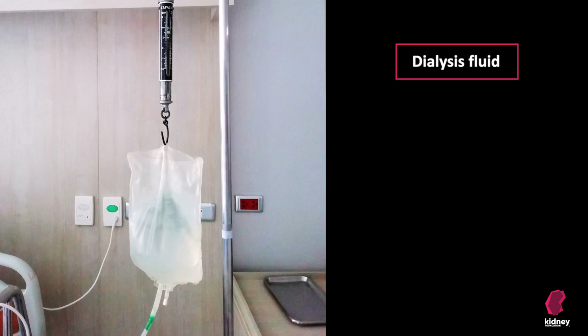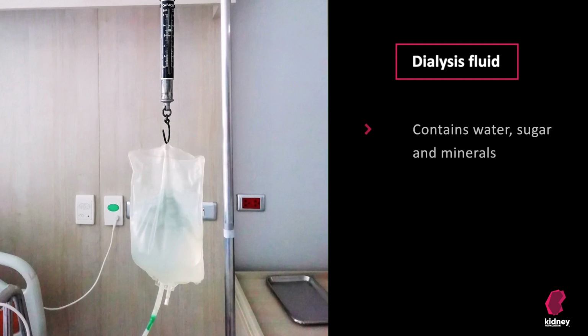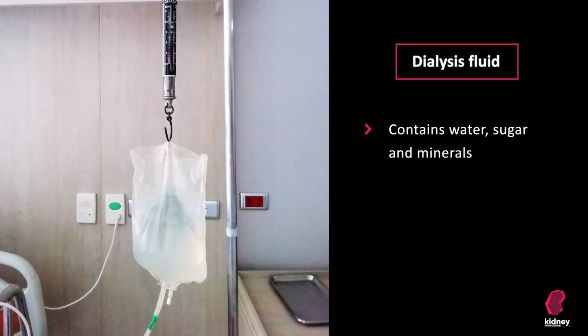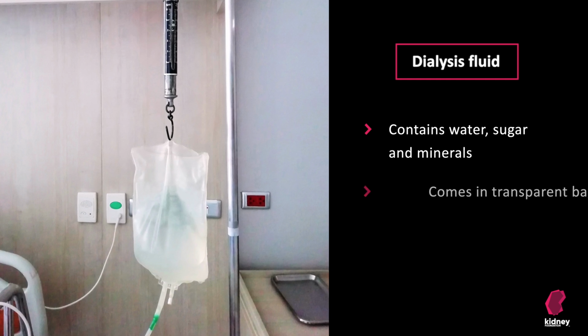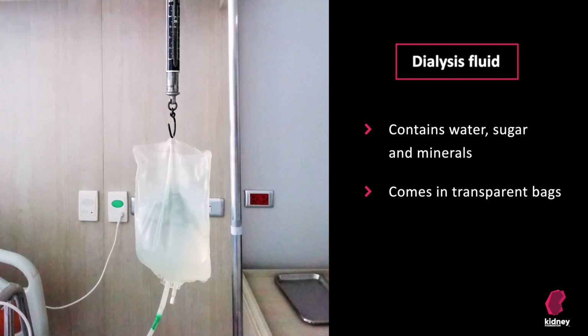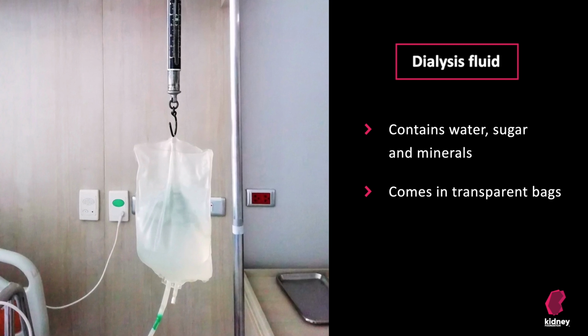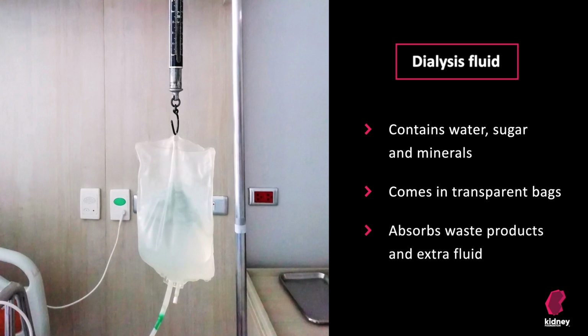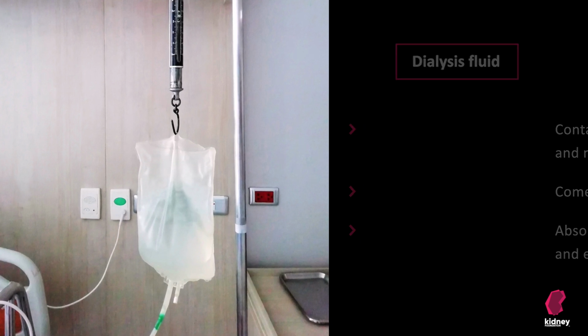Peritoneal dialysis uses dialysis fluid. A dialysis fluid is a liquid that contains water, sugar, and minerals. In peritoneal dialysis, the dialysis fluid comes in transparent bags. When the peritoneal membrane is in contact with the dialysis fluid, it filters out waste products and extra fluid from the body into the dialysis fluid.